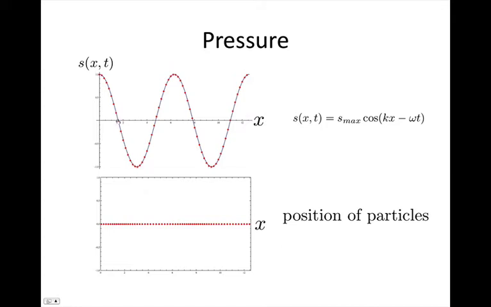So at this point here, this particle is at equilibrium, so it hasn't moved. This particle has moved a little bit to the left because it's got a negative displacement, and this one's moved a little bit to the right.